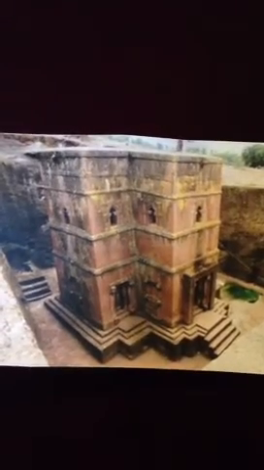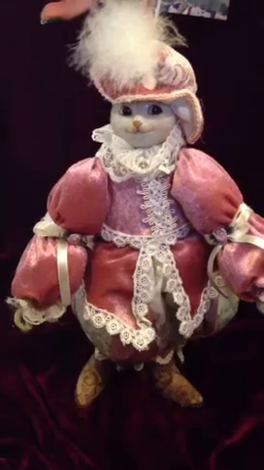The churches at Lalibela were most likely modeled after the Aksumite cave sanctuaries, but some historians suggest that they originated in India. Ladies and gentlemen, good night.